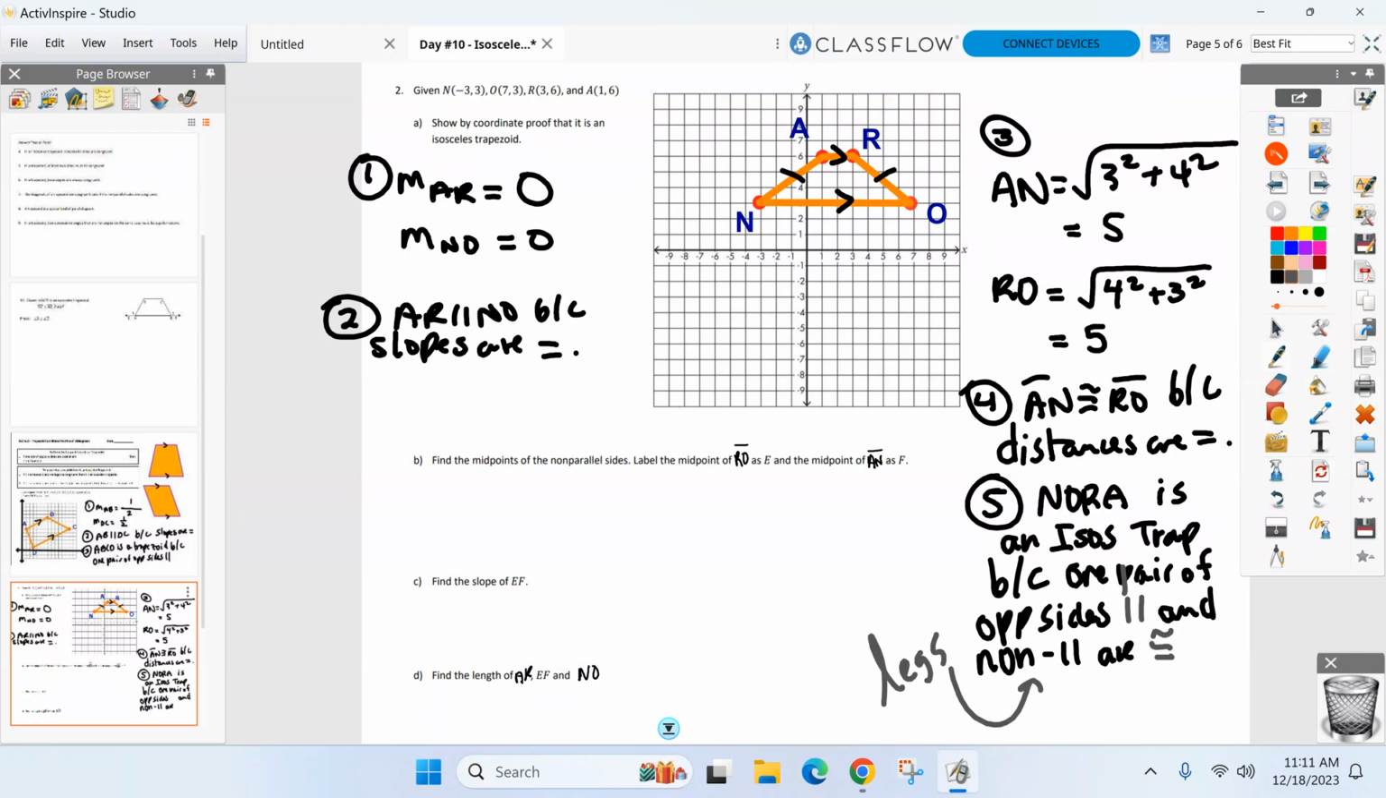All right, everyone, coordinate proof for either a trapezoid or isosceles trapezoid. Last thing I want to do today is show you a special segment that is in every trapezoid. A special segment that is in all the trapezoids.